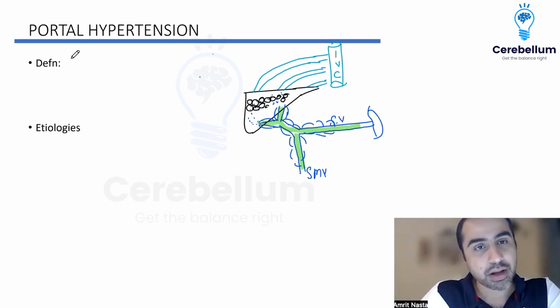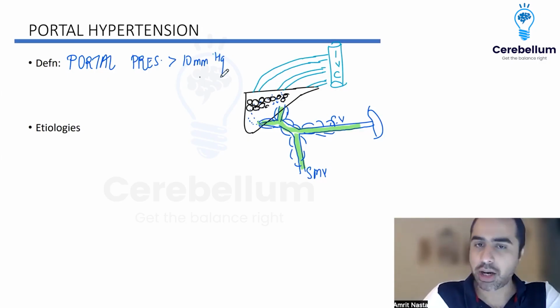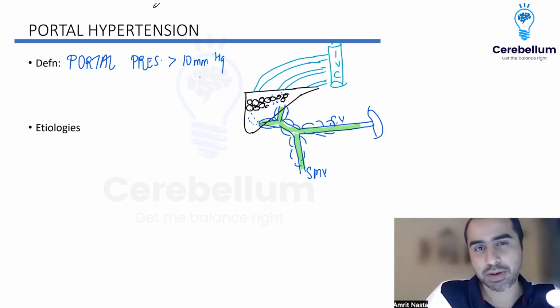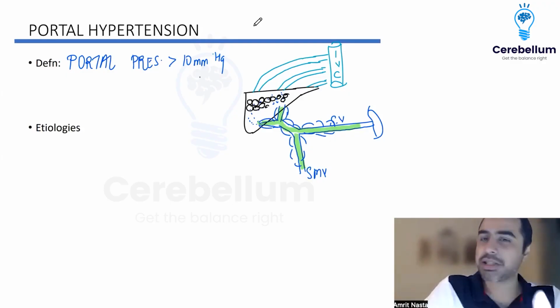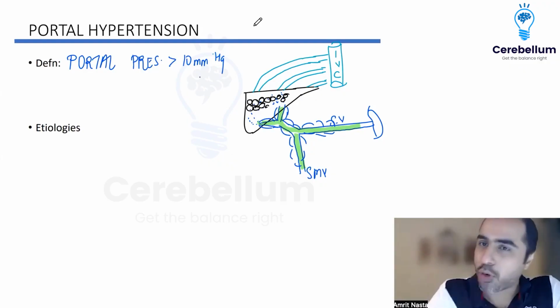How high a pressure? The portal pressure, or the pressure in the portal vein, should be more than 10 mm of Hg. In a normal person, the pressure should be less than 10 mm of Hg. To label someone as having portal hypertension, the pressure should be more than 10 mm of Hg. But obviously, this is not a pressure that you can measure. Reaching the portal vein is difficult. There is a proxy measurement.